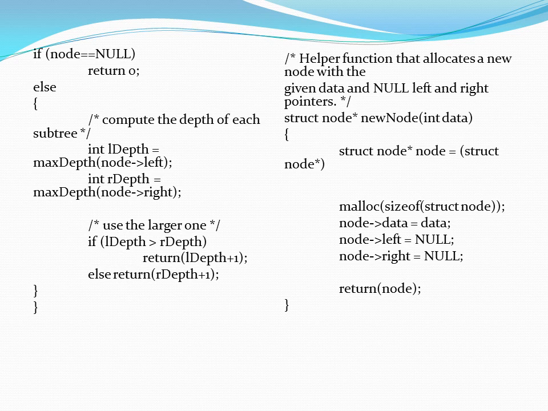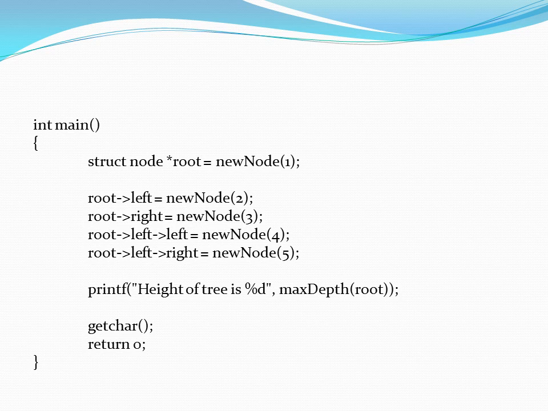Then the new node function. For the new node function, we are allocating memory space using malloc. Then in the data field, we are inserting the data, and in the left subtree we are inserting null. For the right subtree, we are inserting null. This is the new node. Then we are returning that node.